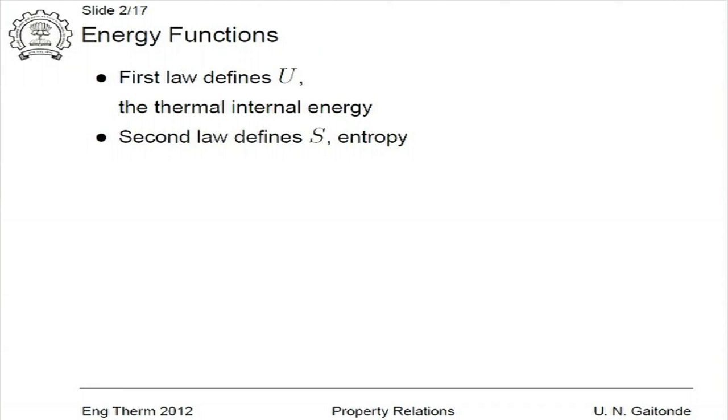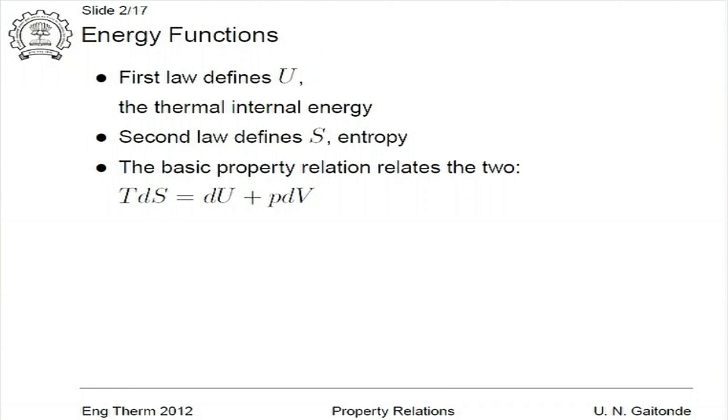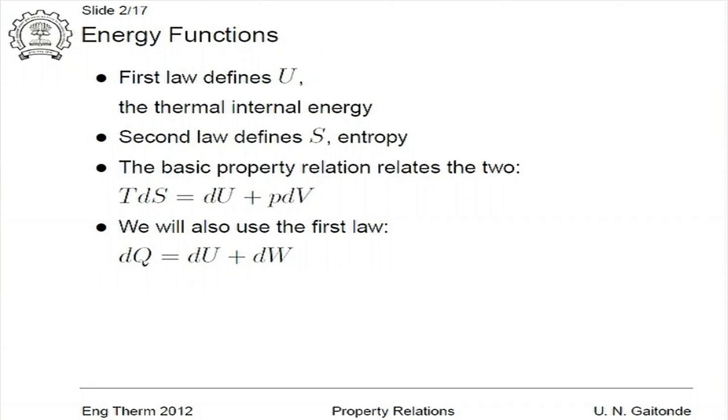The internal energy of the system is the primary function, the energy itself, and it is U, the thermal internal energy. The second law defines S, which is the second, or perhaps a more important, energy function. Then we have already seen the basic property relation between the two, TdS is dU plus PdV. Now apart from the basic property relation, we will also be using the first law, which is dQ equals dU plus dW. It is important for us to see that this is a property relation. Here PdV is only PdV, nothing more. Everything here is a property or a change in property. No interaction is involved in the basic property relation.